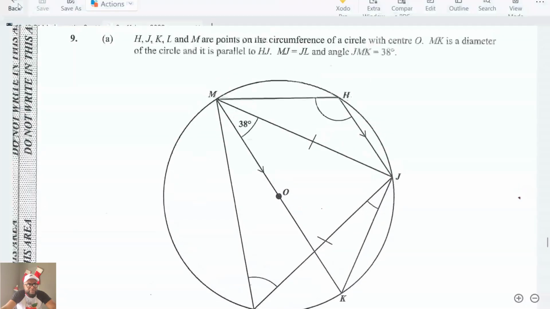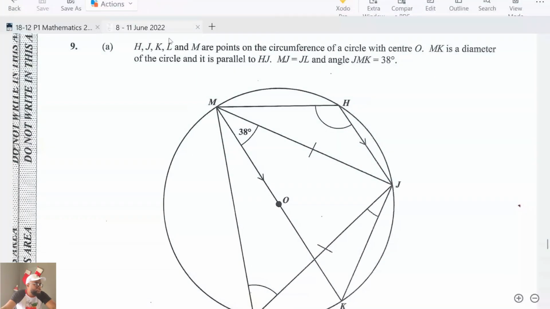By the way, I didn't tell you all what year this is. This is June 2022, right? June 2022.